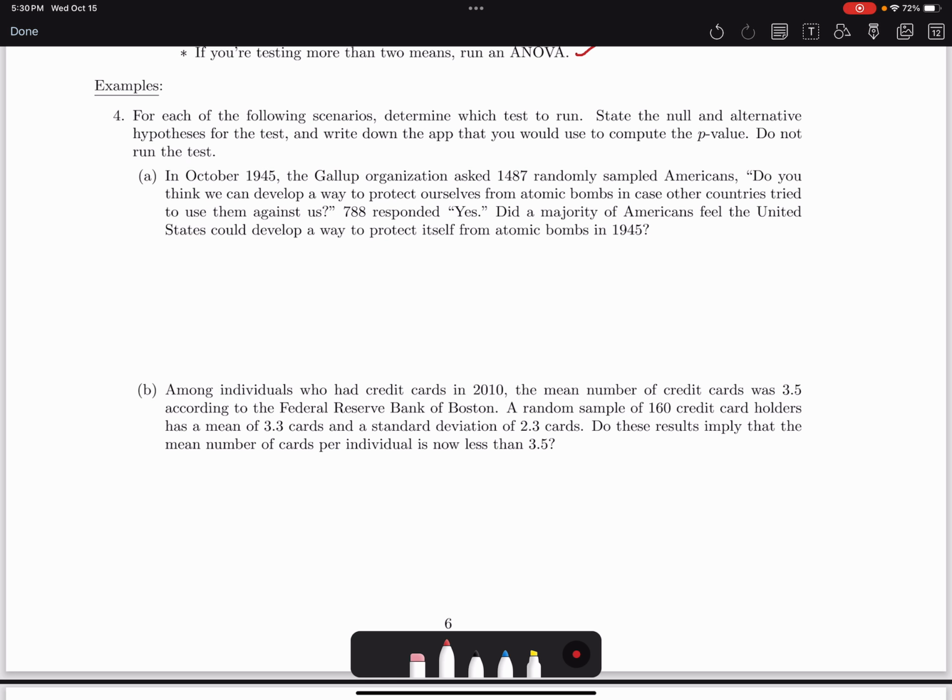Let's just look through a few examples. And here, I don't want to actually run the test. I just want to set up the test, okay? If we can set up the test and figure out which app to use, then the rest is history, right?